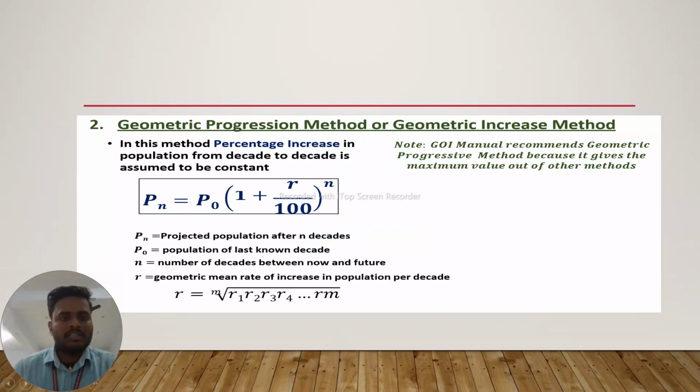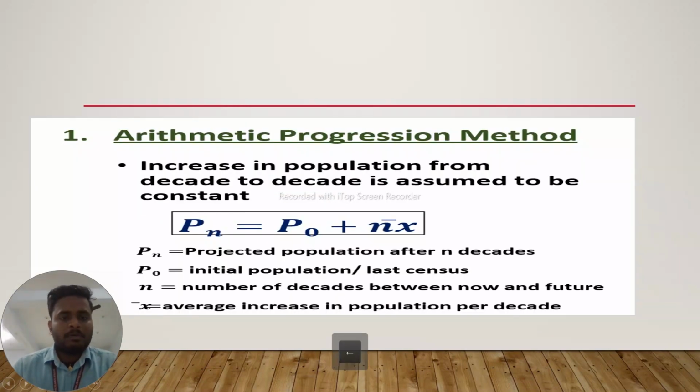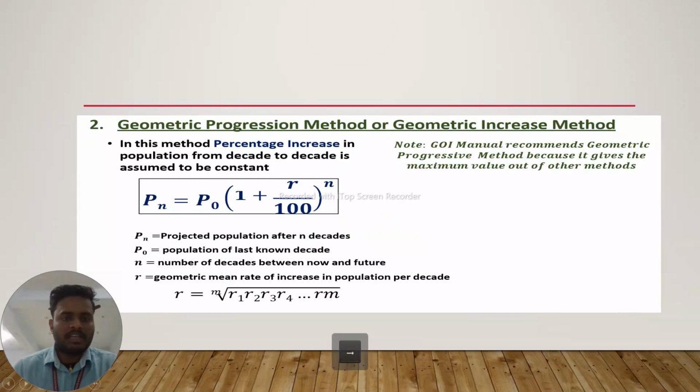Then the second method is the geometric progression method, or geometric increase method. In the arithmetic method we calculate the increase from the last census, but in the geometric progression method we calculate the percentage increase in population. What is the percentage increase in that decade? In this method, the percentage increase in population from decade to decade is assumed to be constant, right?